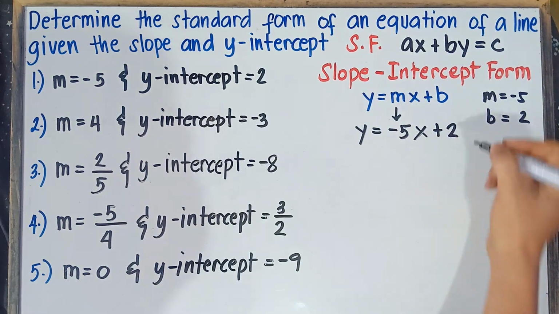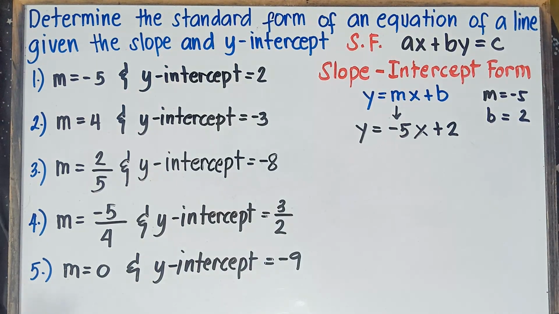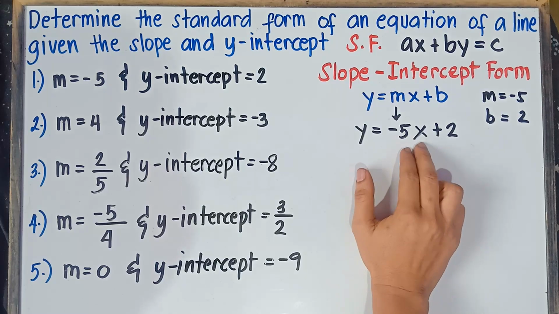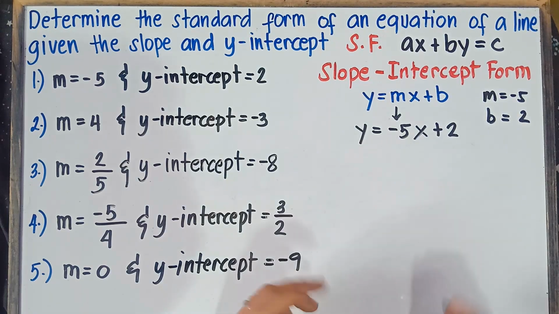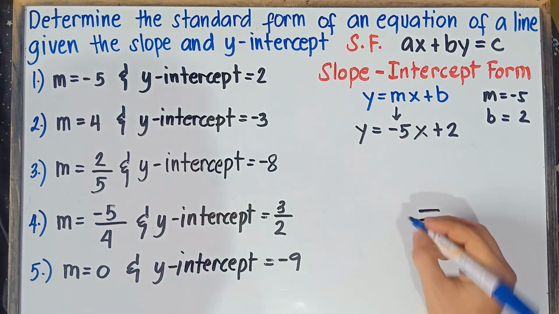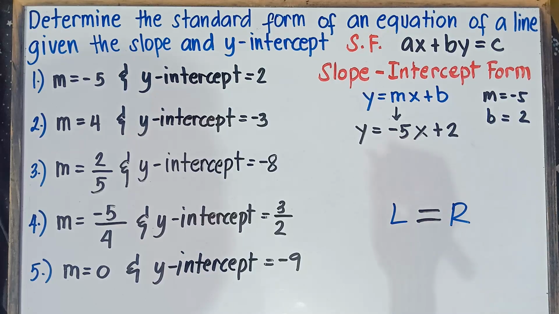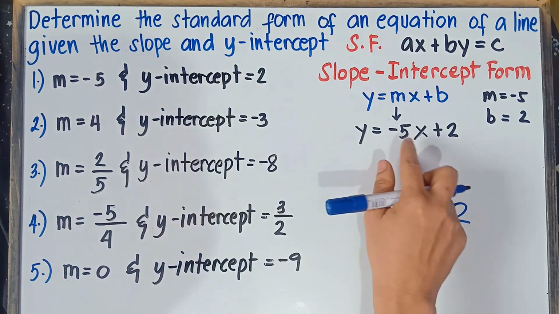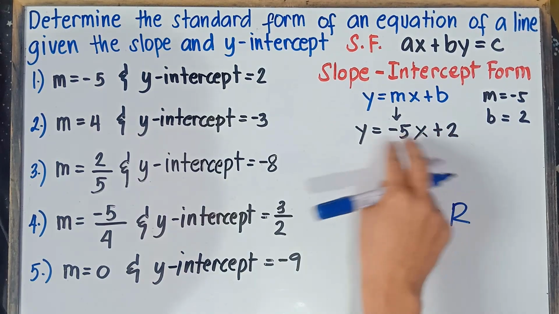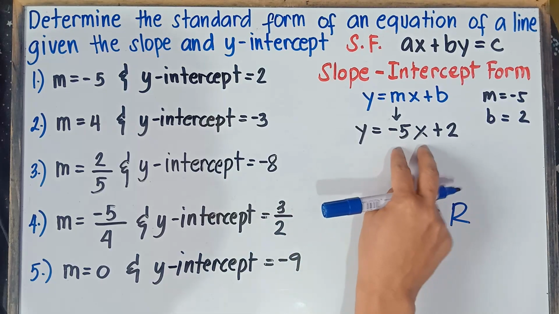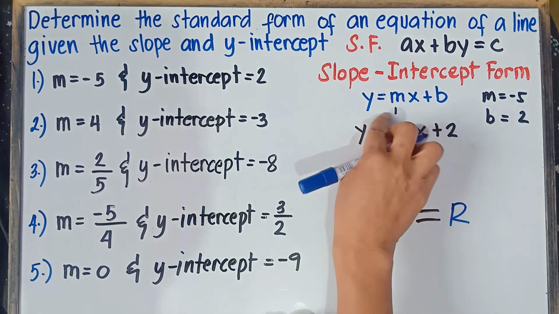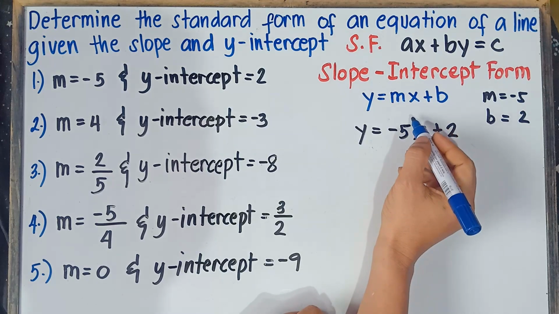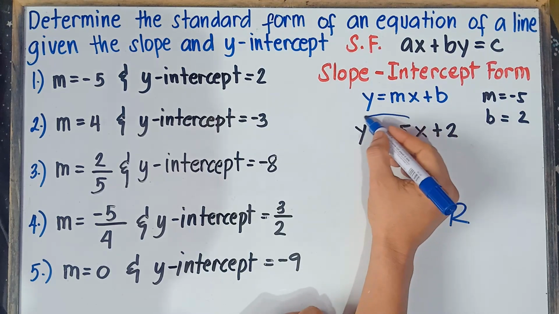So copy positive 2. Now since we need to have this equation in standard form, therefore we need to transpose x from right to left. Once again, this is your equal sign, this is left, and this is right. x and y will be on the left side of this equal sign. So we need to transpose this negative 5x from right to left. Once you transfer an expression across the equal sign, you always change the sign.